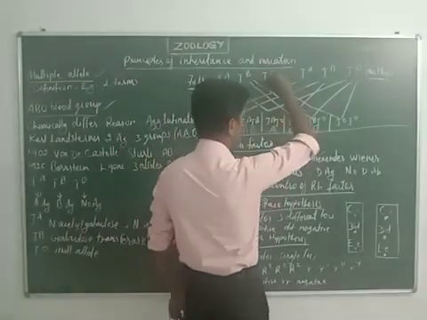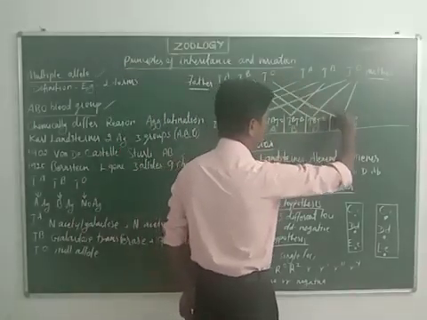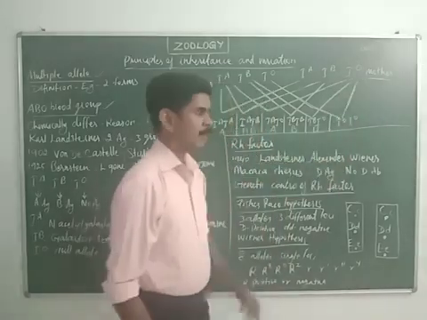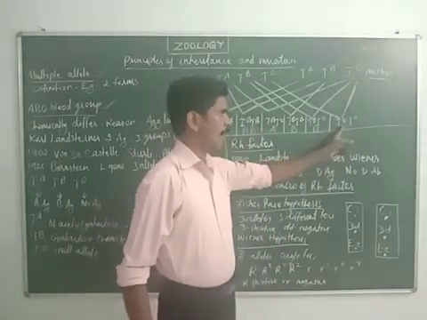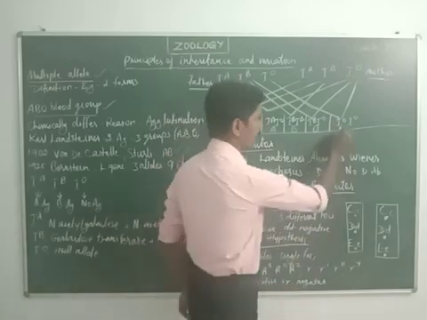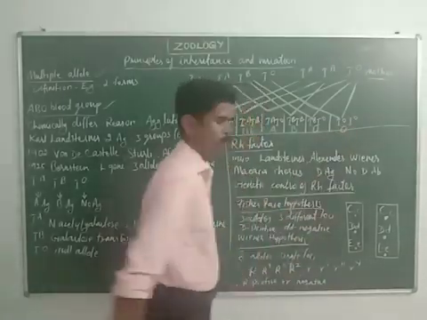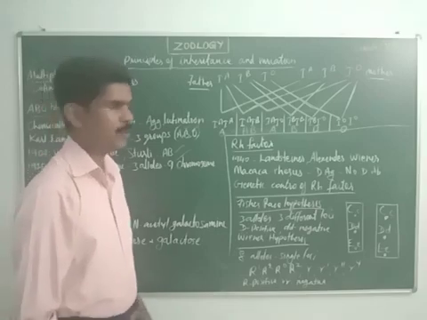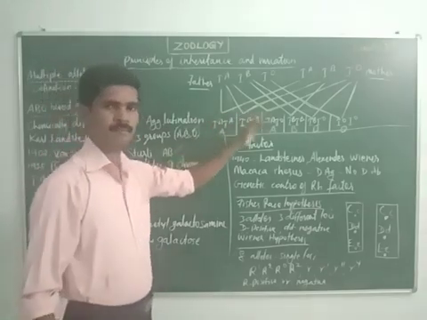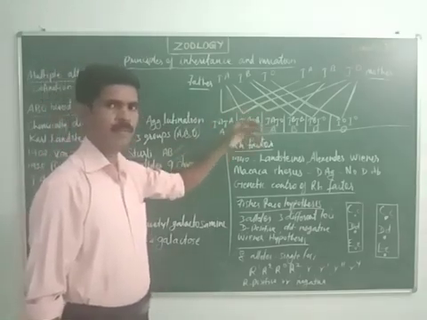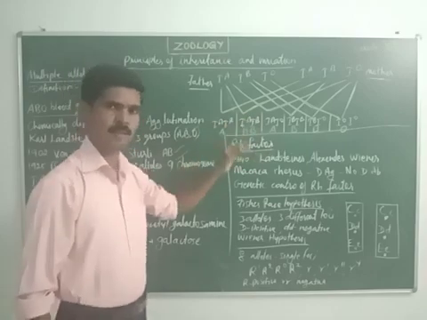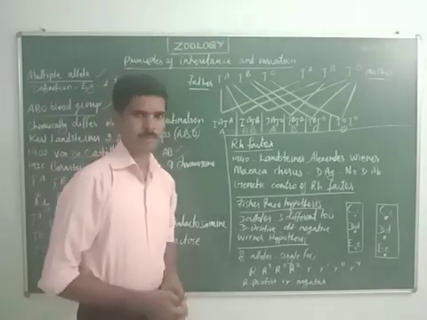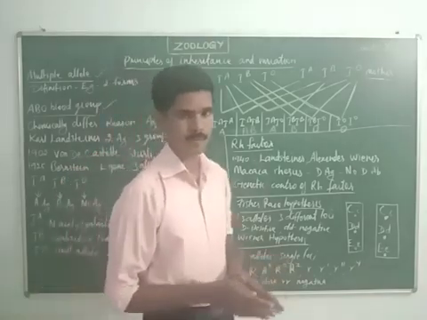Then, when the child receives IO allele from the father and IO allele from the mother, both alleles are IO, IO, so the child's blood group is O group. Understand that? So this phenomenon only determines our blood group. Hope you understood this genotype.